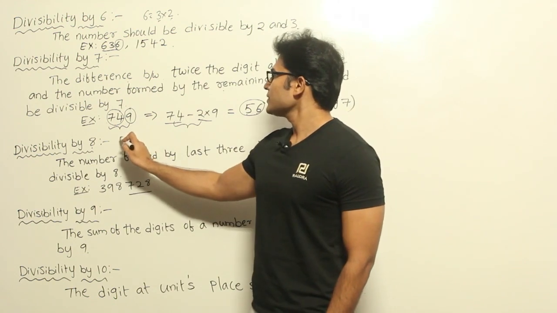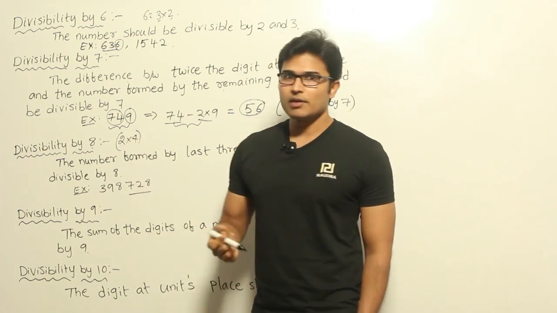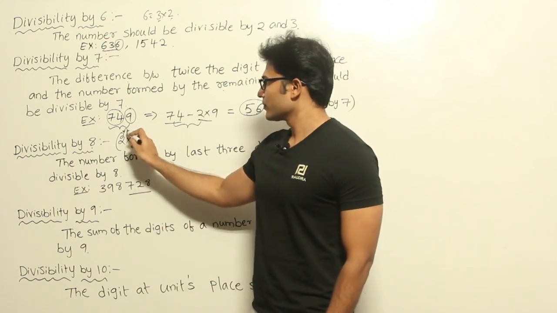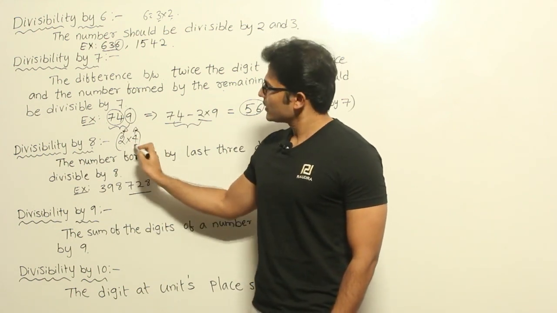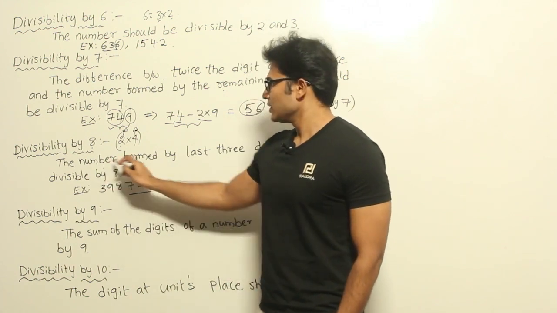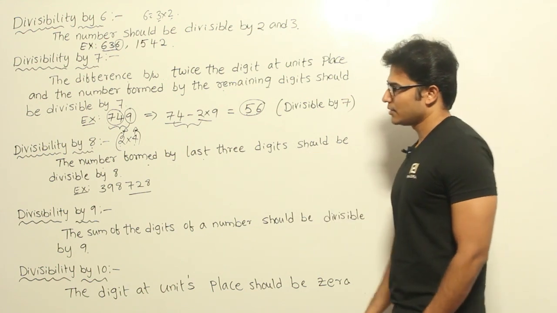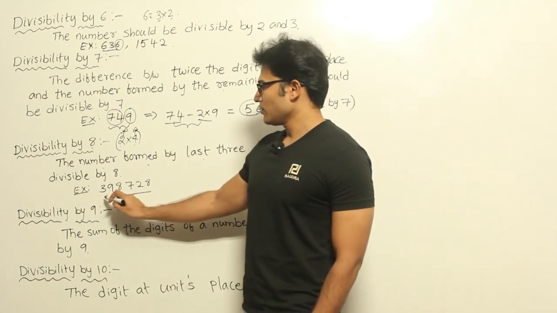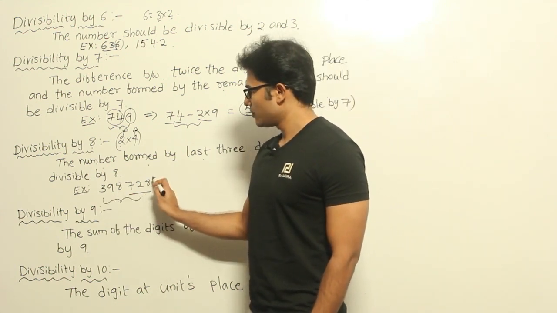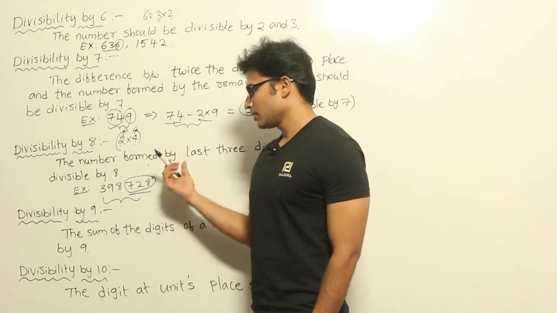We can write 8 as 2 into 4, right? So if a number is divisible by both 2 as well as 4, we can say that it is divisible by 8. That is one way. And the other way is, the number formed by the last 3 digits should be divisible by 8. So if you have this, the number formed by these last 3 digits should be divisible by 8. If you can check that, it is fine.